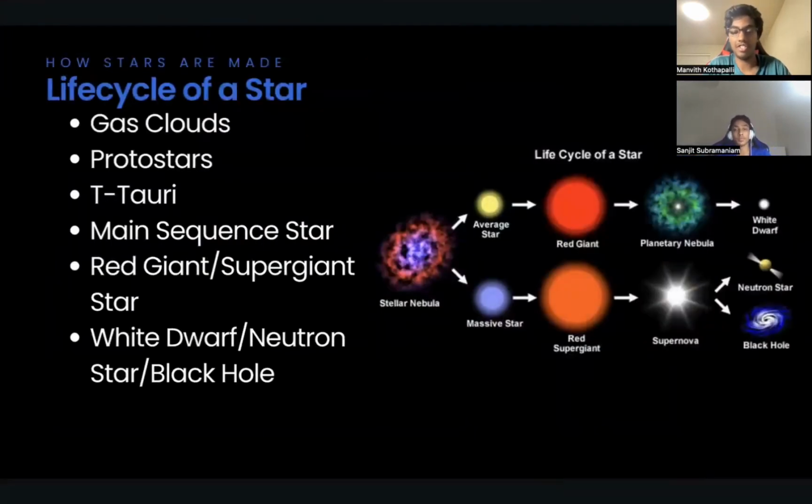So first, let's talk about the life cycle of a star. The life cycle of a star starts from enormous gas clouds in nebulas, which will then collapse because of gravity and turn into the first protostars. Then they'll go on to T-Tauri stars, then main sequence stars, then red giants or supergiant stars, and then finally die and turn into white dwarfs, neutron stars, or black holes. We will get into all of these later on in the video.